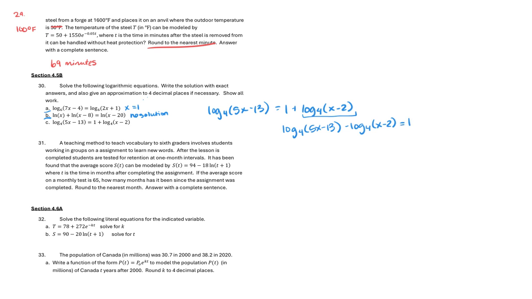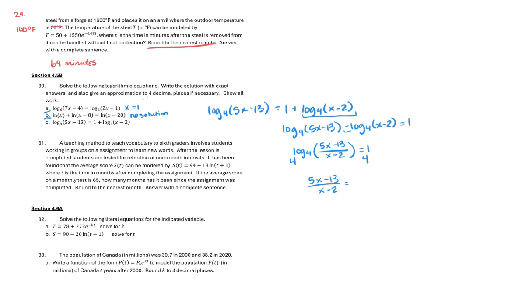With them having the same log base, I can actually combine them. Since we have a minus sign, in order to combine these inside of the log, we're going to make it 5x minus 13 over x minus 2, so that they're the same. So now I want to get rid of this logarithm. So we're going to do this to the power of 4.